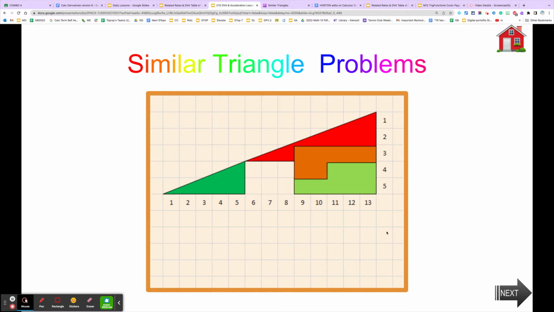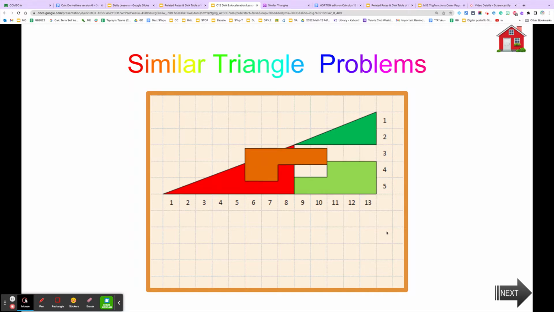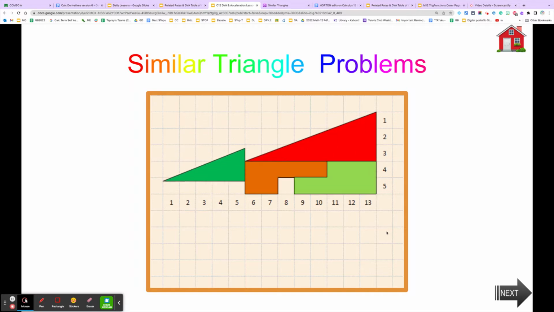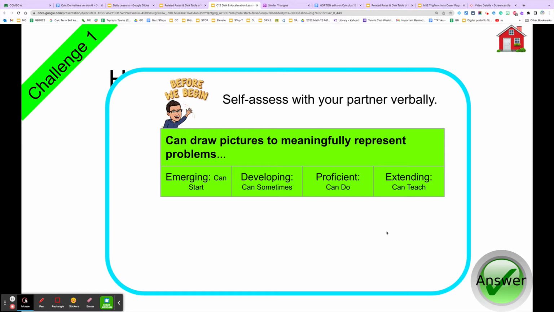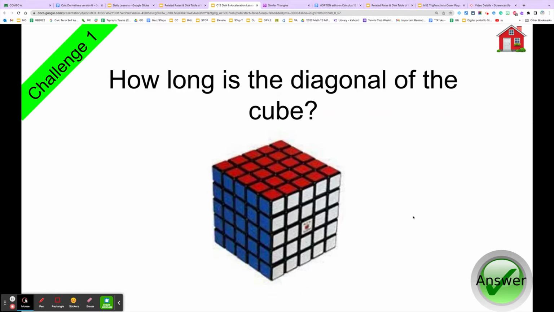Okay, that's an aside, just to let you know that you need to be paying attention. You need to be working your curricular competencies. You need to be noticing, wondering. You're going to need to be curious. You're going to need to be creative here as we progress. Okay, so first things first, how long is the diagonal of this cube?